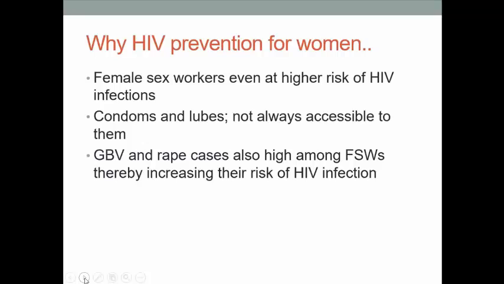So talking about female sex workers, they are at even higher risk of HIV infection. Data is showing us that female sex workers are 10 times more likely to acquire HIV than other women. We know that condoms and lubes are the most readily available HIV prevention interventions for them, but most of the time these products are not always available to them. And just like for other women, even when condoms are available for female sex workers, they still have to negotiate with their clients in order to use those condoms. We also keep seeing an increased rate of gender-based violence and rape cases among female sex workers, and this increases their risk of HIV even more. Next slide, please.